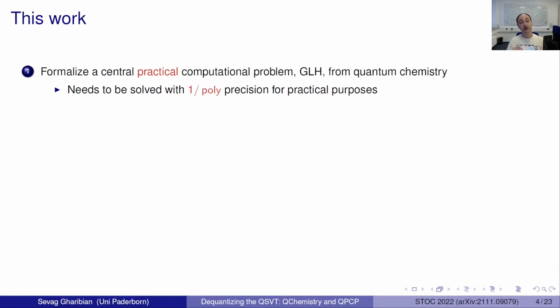The goal of this work is to take those questions and weave them into one narrative. The way we do that, I'm going to outline in terms of four bullet points at a high level. The first thing is, of course, if we want to define a boundary between classical and quantum computing, we want to use a practically motivated problem. That's going to be the so-called problem GLH, which I'll define shortly. This we took right out of quantum chemistry. And I want to be clear that in order to solve this problem to the precision that chemists care about, you want to solve this to within inverse polynomial precision in the size of your system.